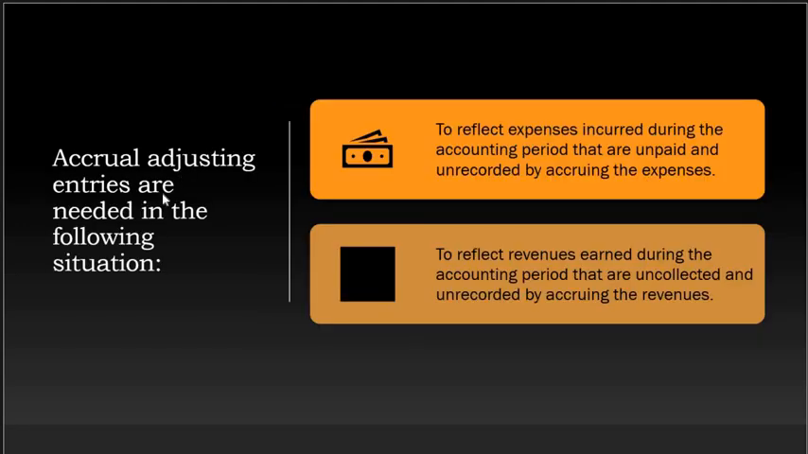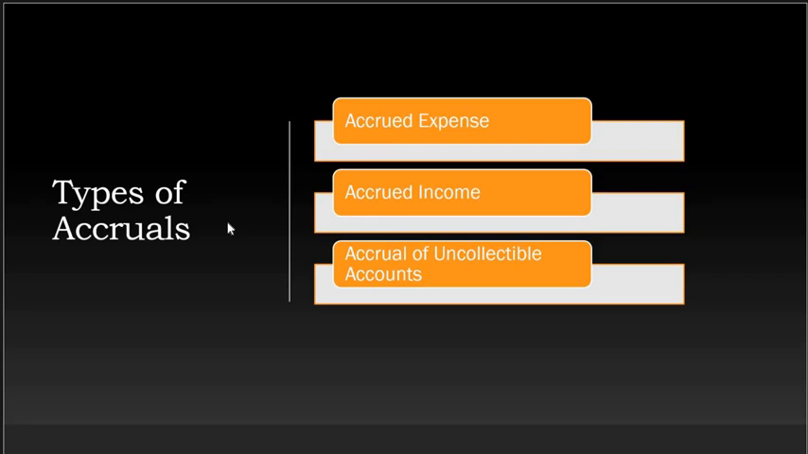So, accrual adjusting entries are needed in the following situations. First, to reflect expenses incurred during the accounting period that are unpaid and unrecorded by accruing the expense. Second, to reflect revenues earned during the accounting period that are uncollected and unrecorded by accruing revenue. So, basically there are two: accrued expense and accrued income. These are the types of accrual. First, accrued expense. Second, accrued income. And the special one, the accrual of uncollectible accounts.